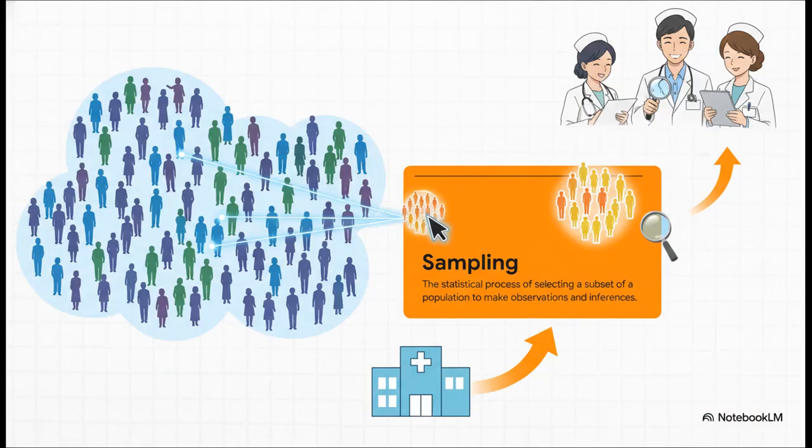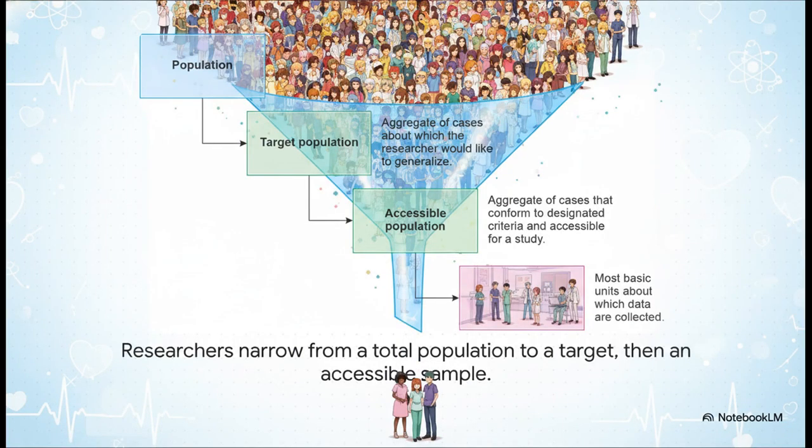And this is where the magic happens. Sampling is the answer. It's basically the science of picking a smaller, representative group, that's your sample, out of a giant group, the population. The whole point is to make this sample like a perfect miniature version of the big group. That way, whatever you learn from your small sample, you can be pretty confident it's true for everyone else too. Think of it kind of like a funnel.